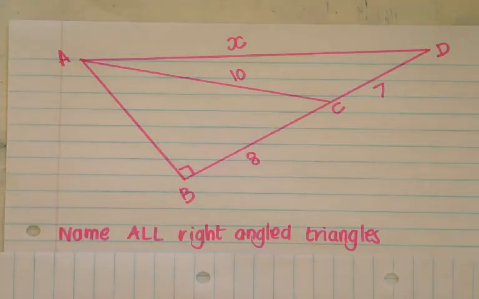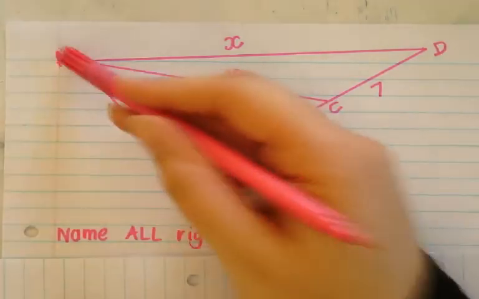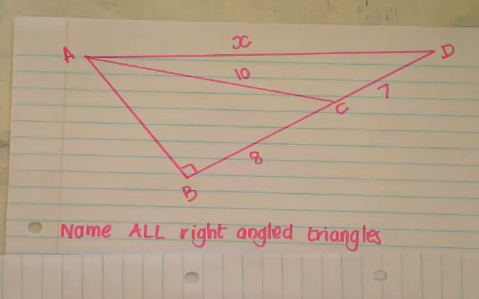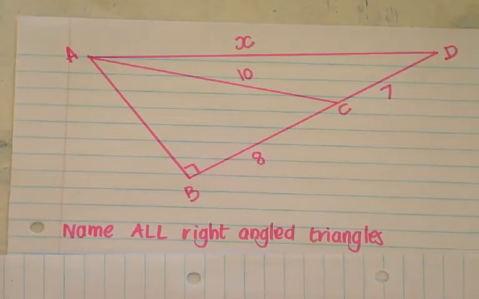Okay, so how many right-angled triangles do you see? Dylan? Two. A small one called ABC. Someone else can identify the second right-angled triangle. Rio? Lorna?